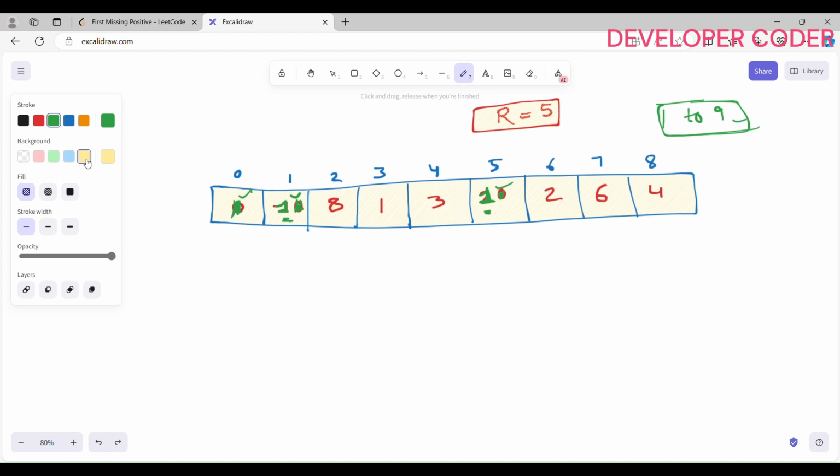So now my new array is looking like this: 1 1 8 1 3 1 2 6 4. Okay, so this is done.